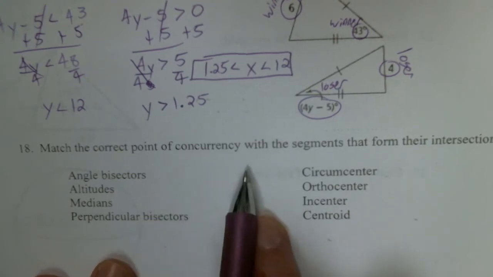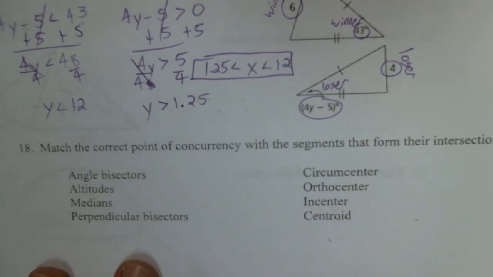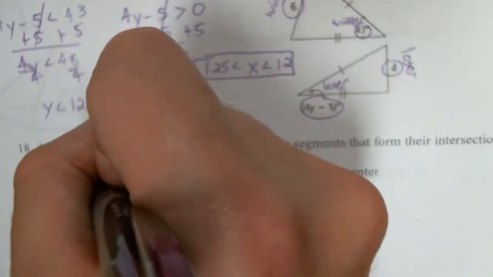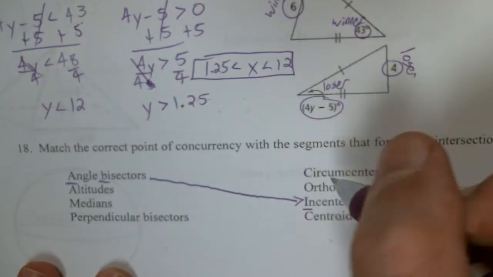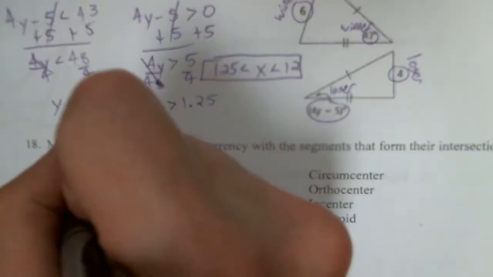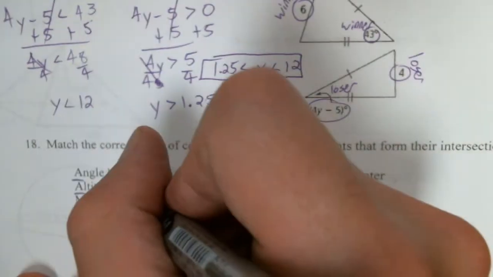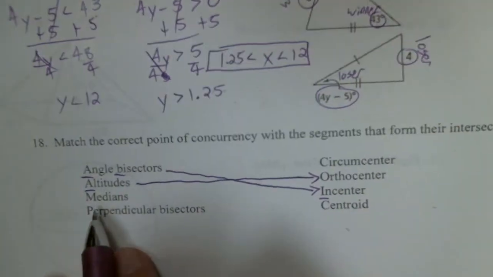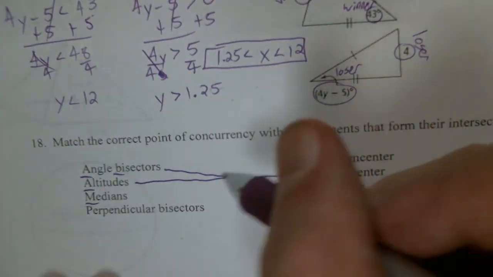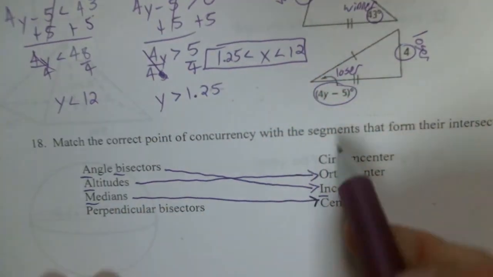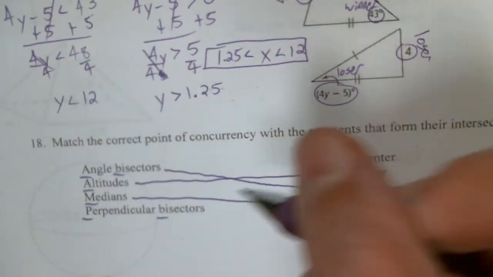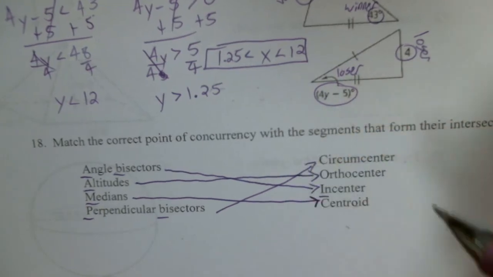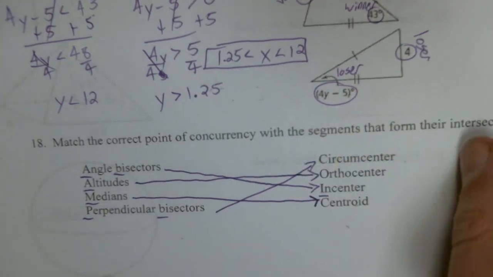Match the correct point of concurrency with segments. All of my children are bringing in. Angle bisector goes to the incenter. All of, altitudes, for orthocenter. My children, medians, centroid. Remember, centroid is shorter than circumcenter, so my children is shorter than peanut butter cookies, circumcenter. Okay, y'all are going to have to do that on the test tomorrow.